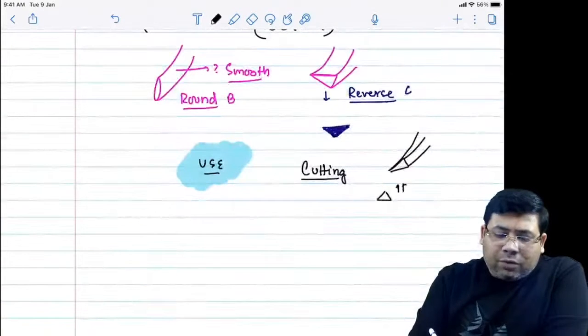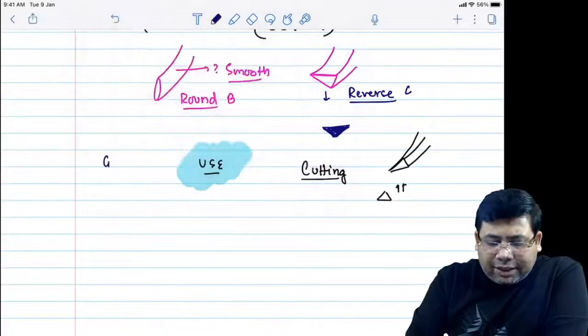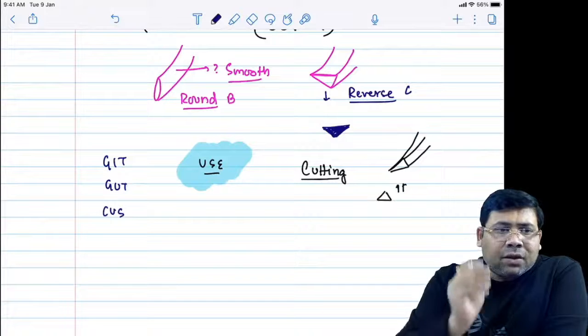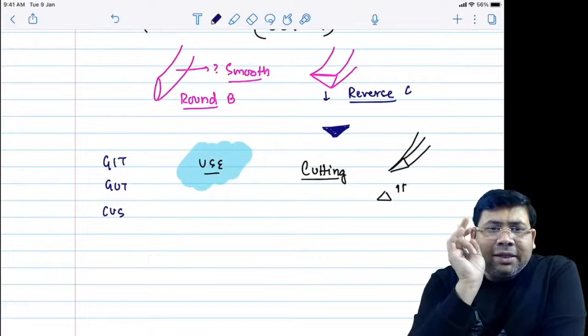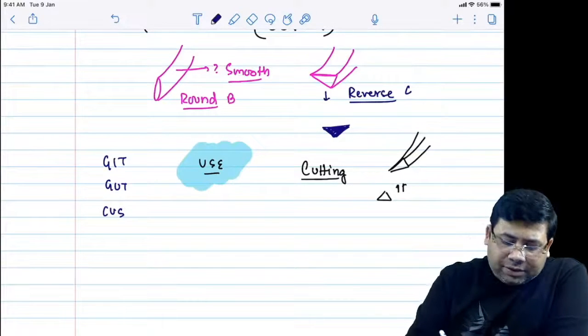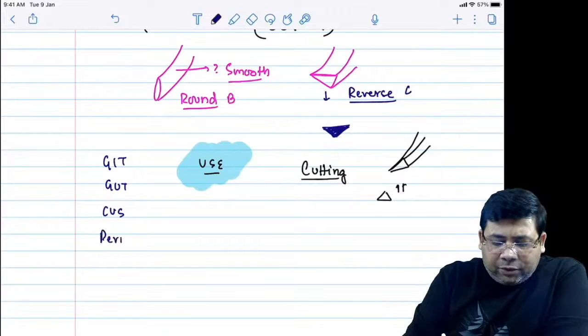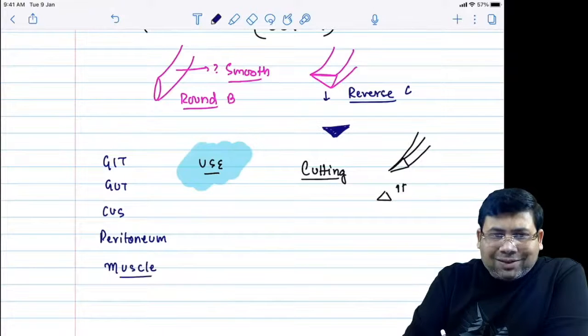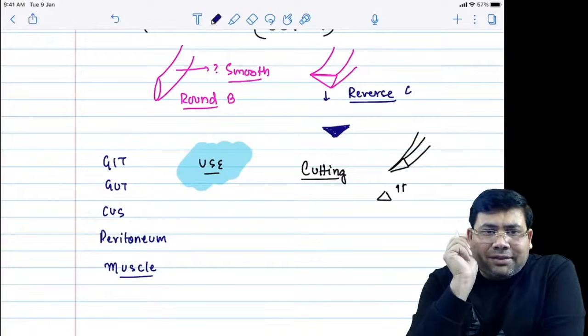Basically, where do we use round body needles? We use it for GIT, GUT, CVS. We also use it for peritoneum and for muscle. So all the thin delicate structures.